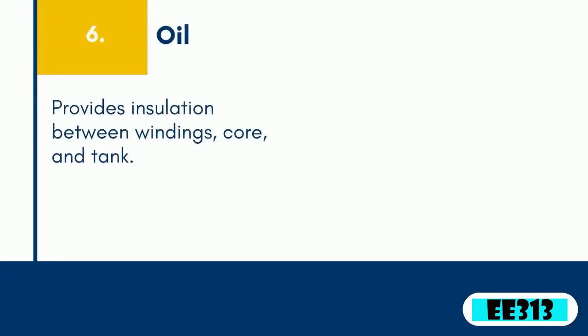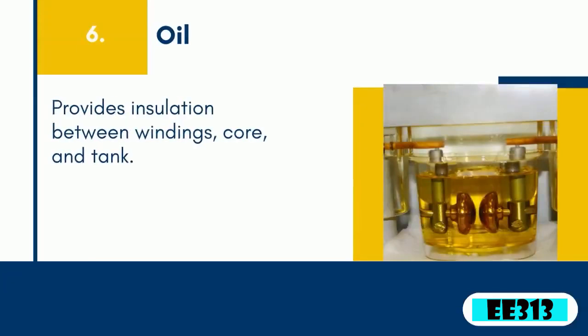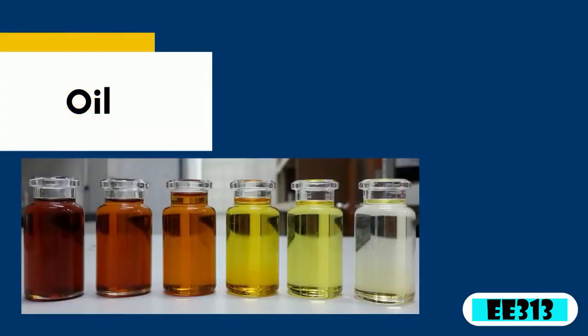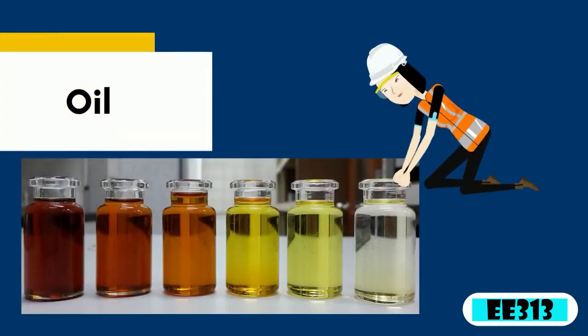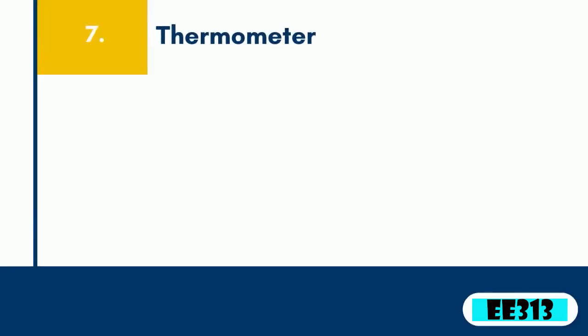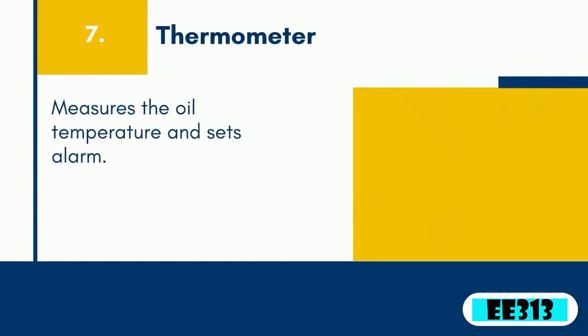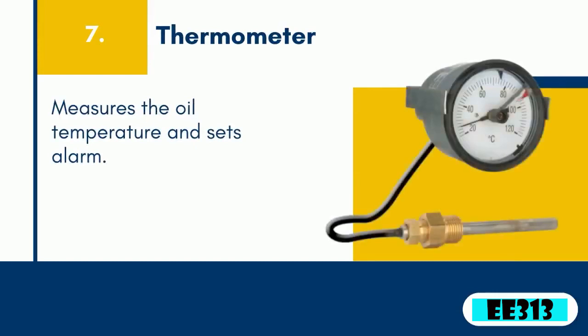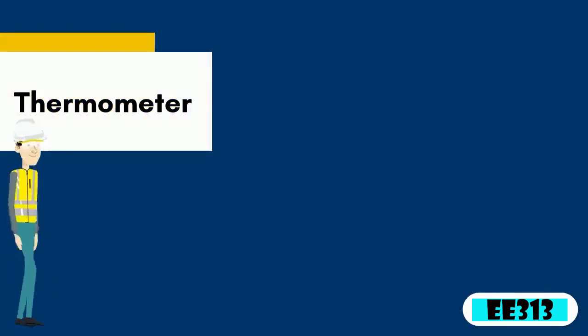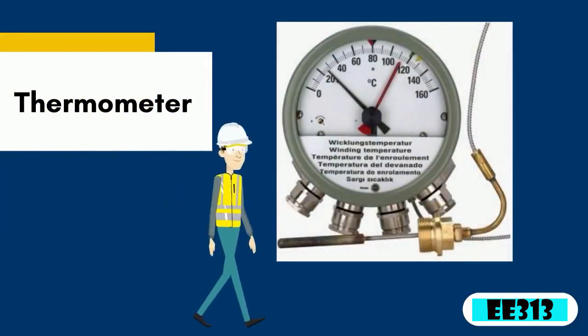Oil, a mineral oil that provides insulation between windings, core, and the tank. This oil is used to stop corona effect or the ionization of fluid. This acts as coolant, which protects the windings and the core from high temperature. Thermometer, a power transformer part which measures the oil temperature and sets an alarm. This part ensures the operating life of the transformer and stops degradation due to thermal faults.